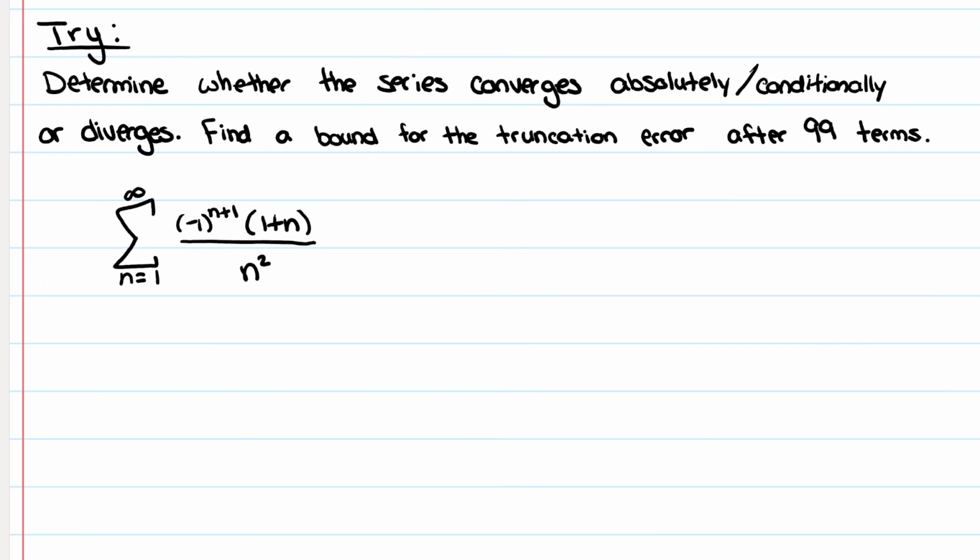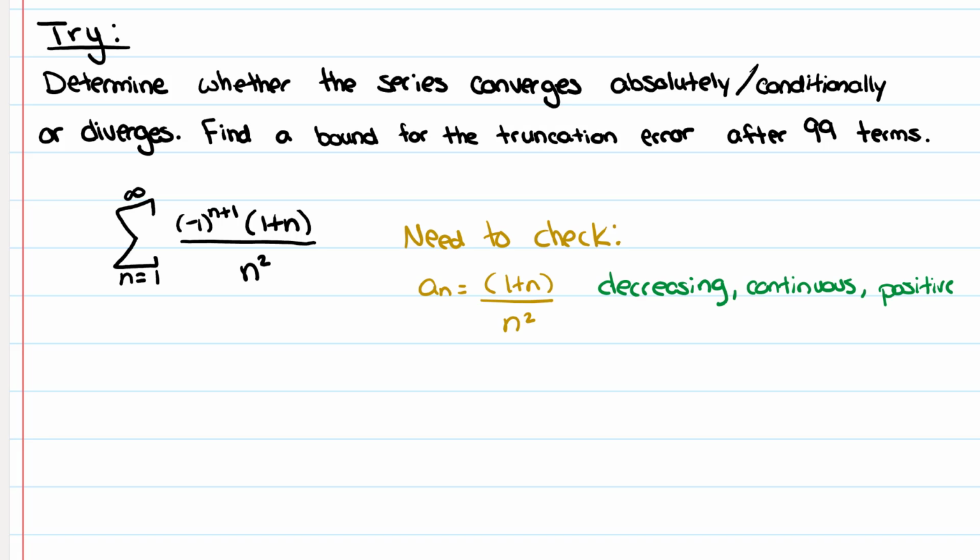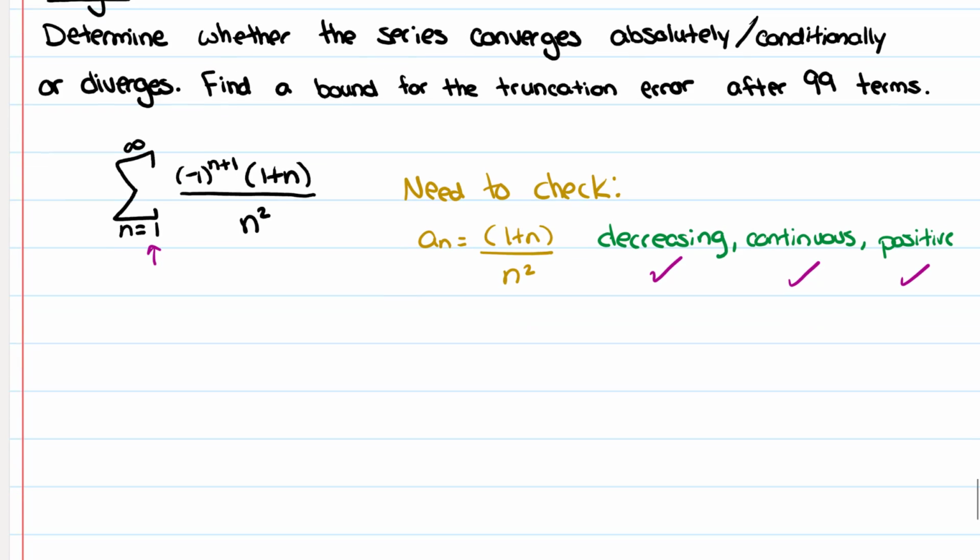Okay, so let's give it a shot. The first thing I'm going to do is check the conditions for the alternating series test. Is it decreasing? Yes, because n squared grows faster than 1 plus n. Is it continuous? Yes, because (1 plus n) over n squared is continuous except at 0. However, we're starting at 1. And is it positive? Yes, I'm not going to get any negative terms. So we're all set. We can go ahead and use our alternating series test.